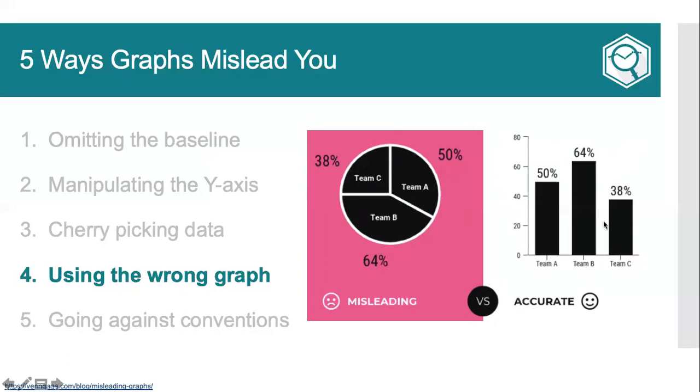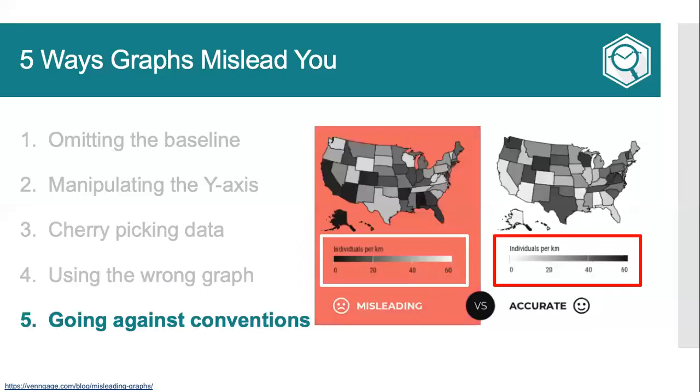You would want to stick to something that would compare the values of the 3. A pie chart here might have made sense if you wanted to show the composition of team A, maybe men versus women on team A, for example, then a pie chart would make sense. But it doesn't here. Okay, so going against convention.